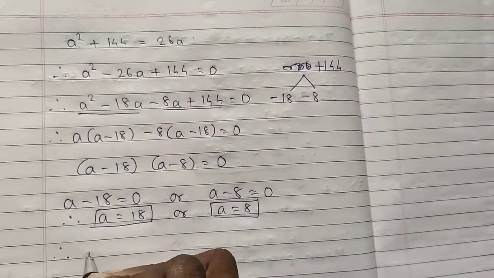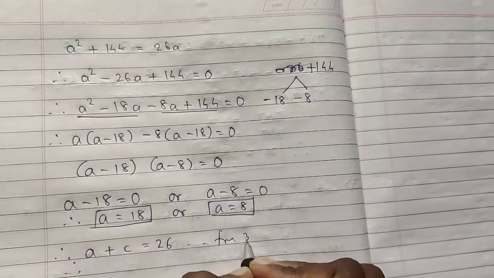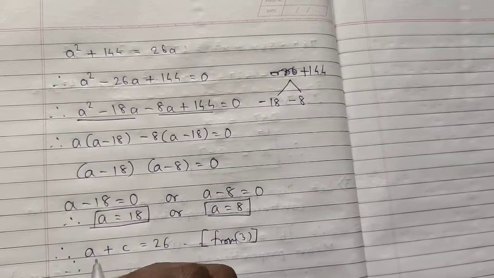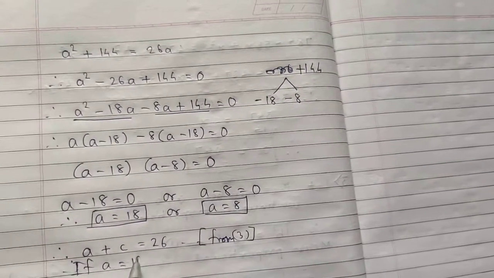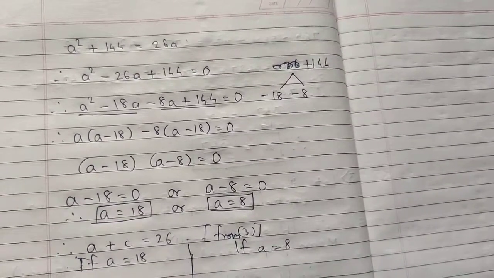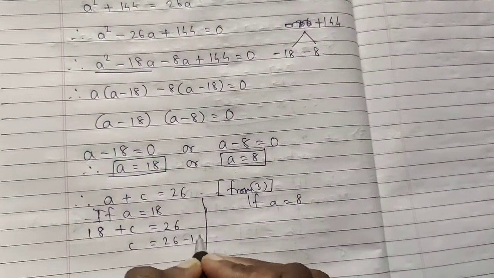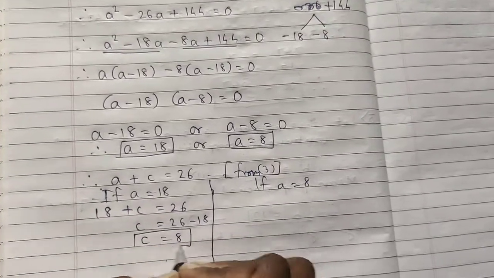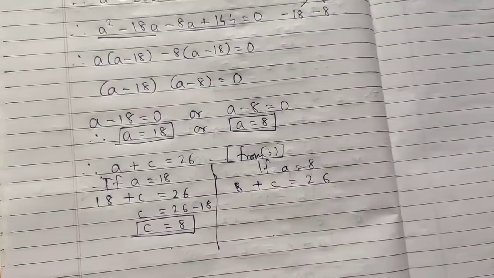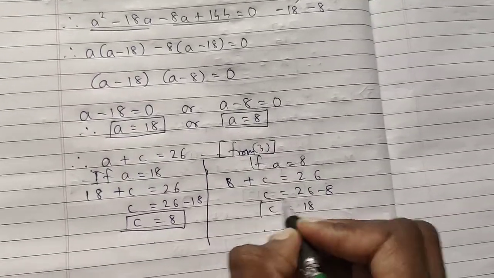Therefore, we also know that a plus c was 26 from the third equation. Now if a equals 18, if a equals 8, we will solve it in two parts. If a equals 18, you will get 18 plus c equals 26, so c is equal to 26 minus 18, that is 8. And here you will get 8 plus c equals 26, so c equals 26 minus 8, that is 18.